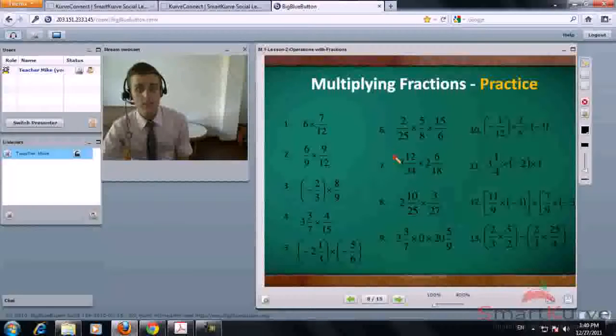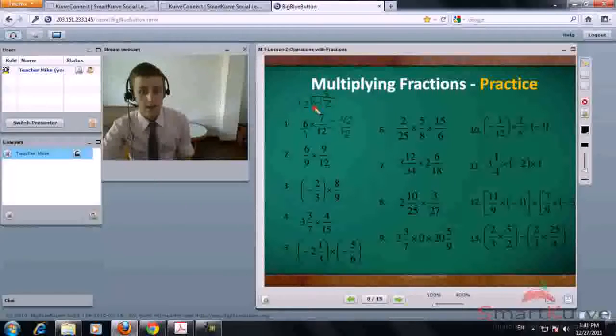Multiplying fractions. Practice. Go ahead and start with these. We know for this first one, we make 6 over 1. Multiply out the top, 6 times 7, 42 over 12. Then divide 42 by 12.